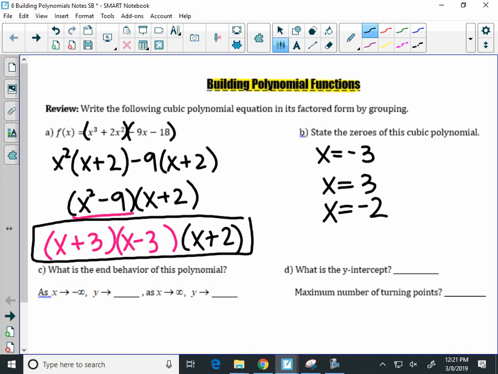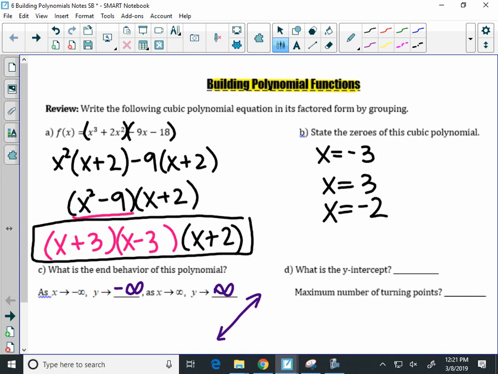Let's talk about end behavior really quickly, and then we'll move on. If it's cubic, is the leading coefficient positive or negative? Positive, so we have a positive trend. What is the end behavior as x goes to -infinity on the left? We're going down to -infinity, and then on the right we're going up to positive infinity.